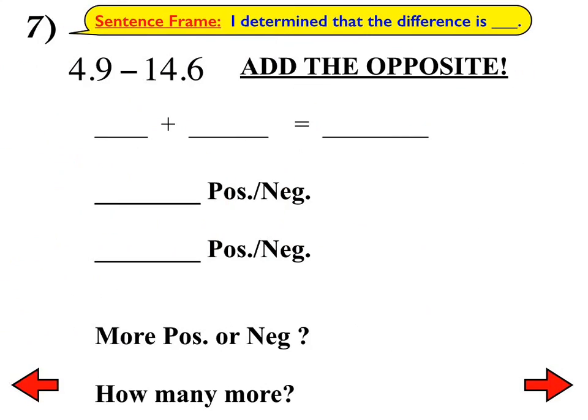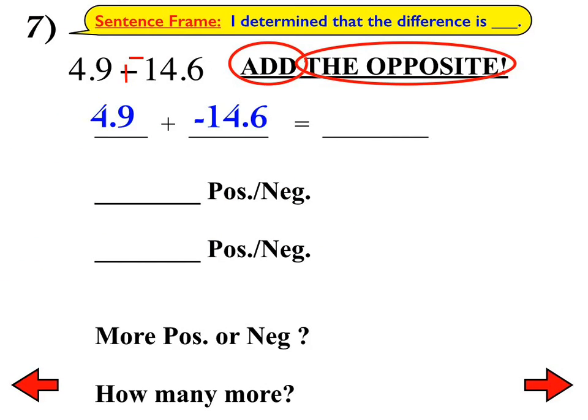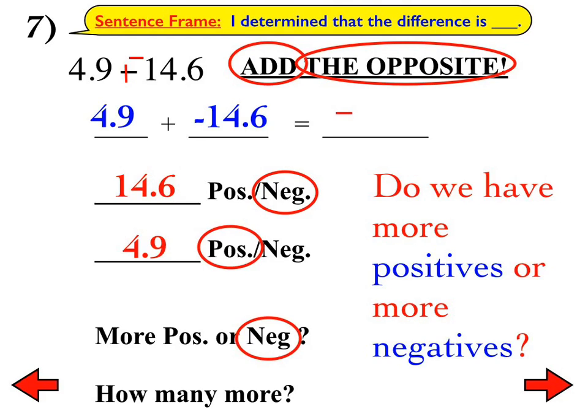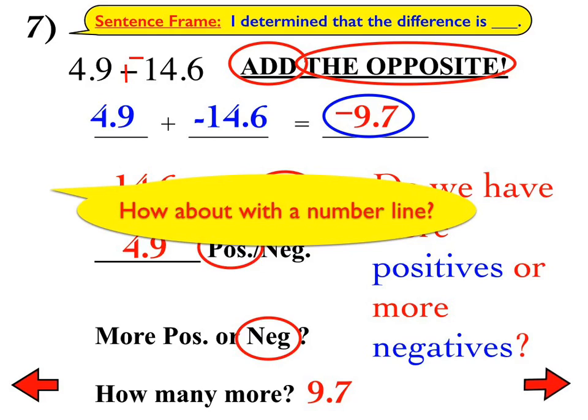Number 7. Turn it into an addition problem. It looks like this. We have more negatives than we do positives. In fact, we have 14.6 negatives and 4.9 positives. We have more negatives, so the difference is negative. In fact, we have 9.7 more. I heard somebody use a sentence frame of, I ascertained that the difference is negative 9 and 7/10. I like that. All right.